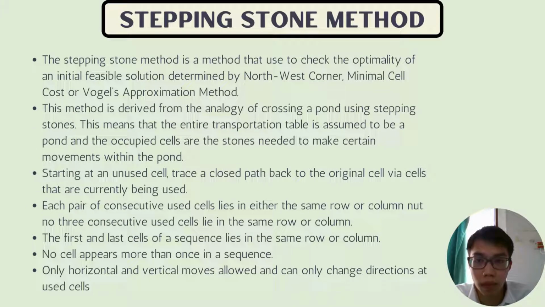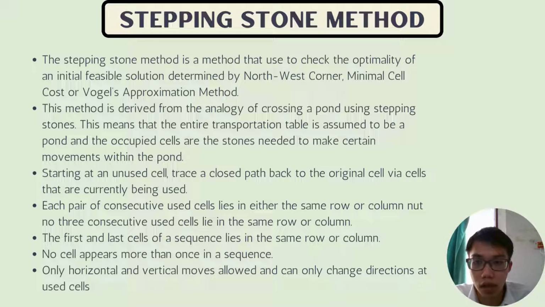The stepping stone method is a method used to check the optimality of an initial feasible solution determined by northwest corner, minimal cell cost, or Walker approximation method. This method is derived from the analogy of crossing a pond using stepping stones. This means the entire transportation table is assumed to be a pond, and the occupied cells are the stones needed to make certain movement within the pond.